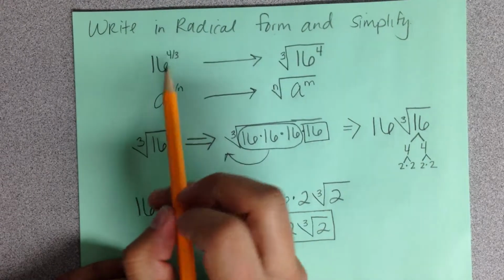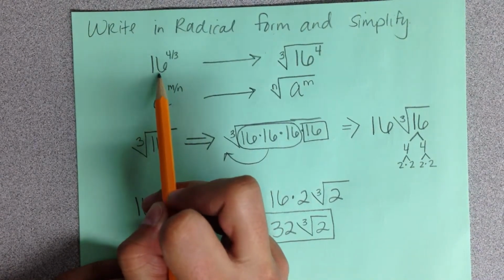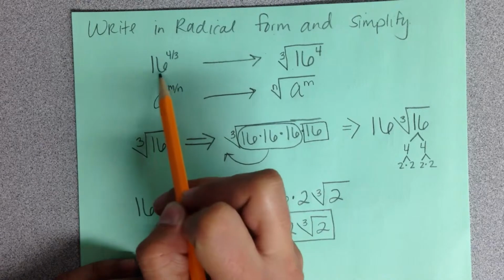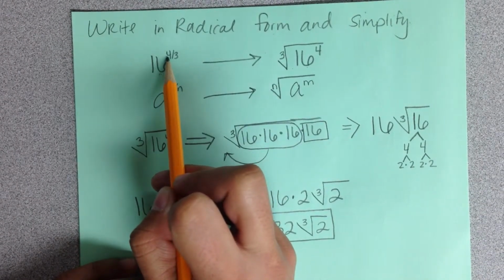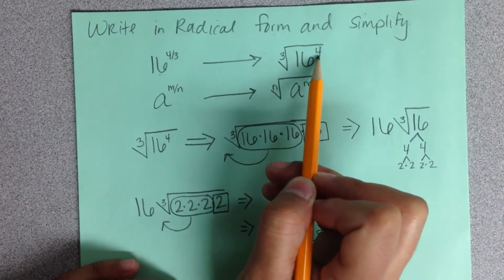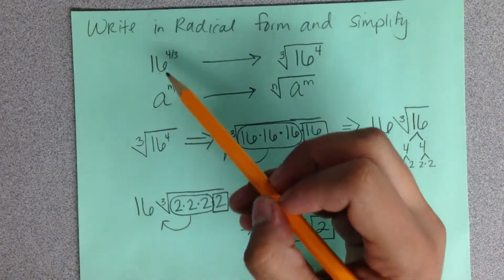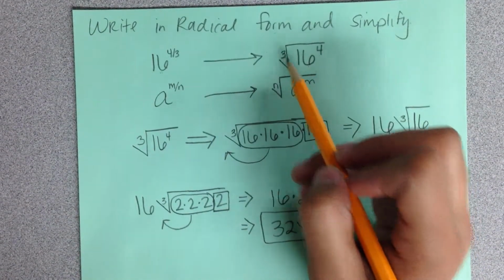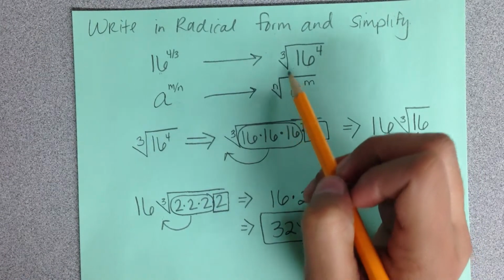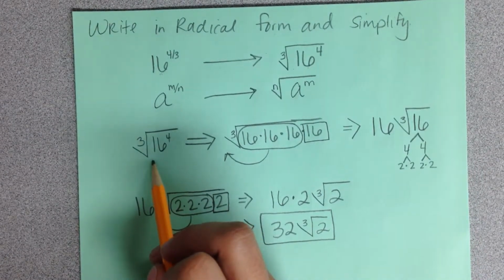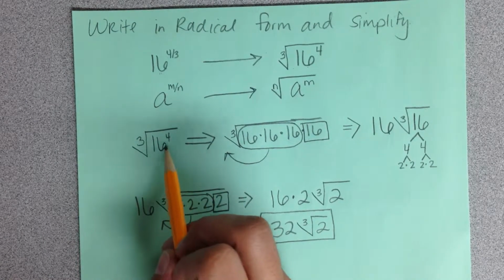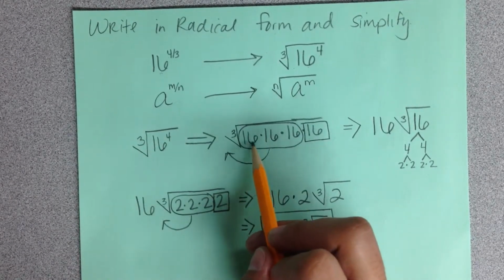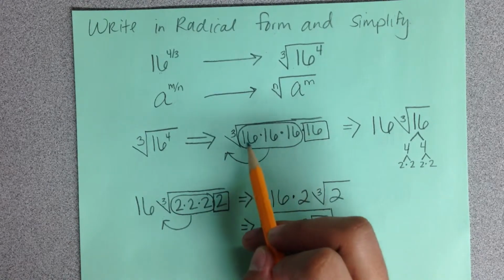So remember, the first thing you want to do is change from exponential form to radical form. Your base becomes your radicand. Your exponent of 4 becomes our new exponent. Our denominator of 3 becomes our index. After we write it in radical form, we want to expand that exponent inside. So we had 16 to the 4th power, so we have 4 16s multiplying together.